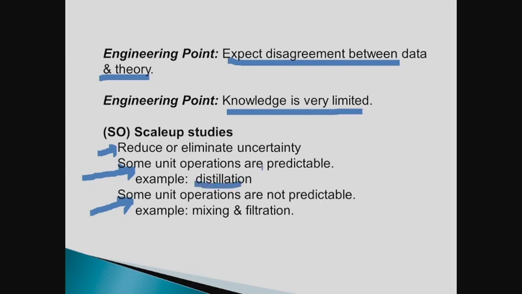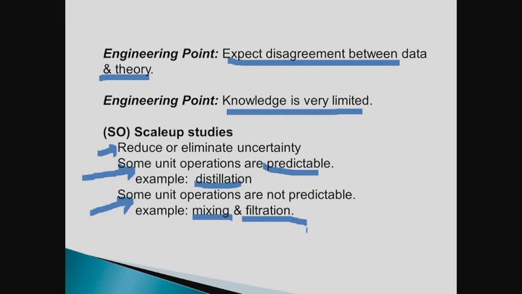Distillation, for the most part, is predictable. You can throw it on a computer. Aspen can calculate the distillation process. However, other processes tend to be not very predictable at all. Filtration and mixing are notorious. We said crystallization and precipitation reactions are somewhat unpredictable. You can't throw these types of processes on Aspen.